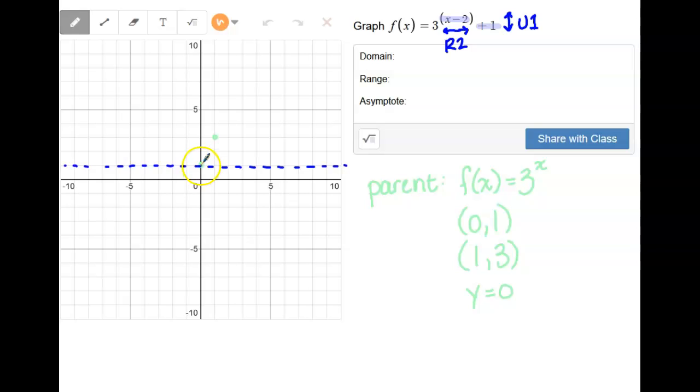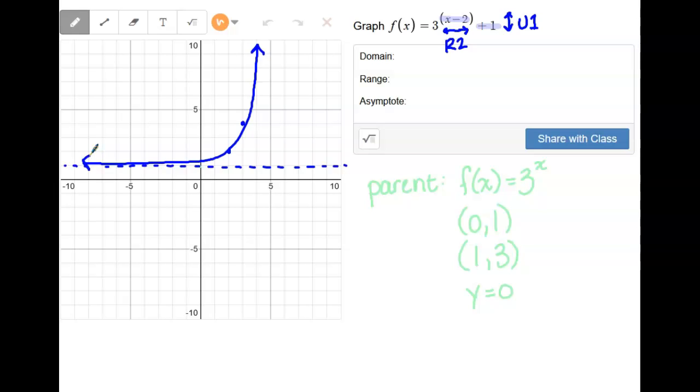So we're going to do the same thing now with each one of these. We're going to move them both right 2 and up 1. So we're going to take this point, right 2, up 1, and we're going to take this point and move it right 2 and up 1. So I'm going to take these 2 points off of here because we don't need them anymore. And now I'm going to draw our new and improved transformed graph.